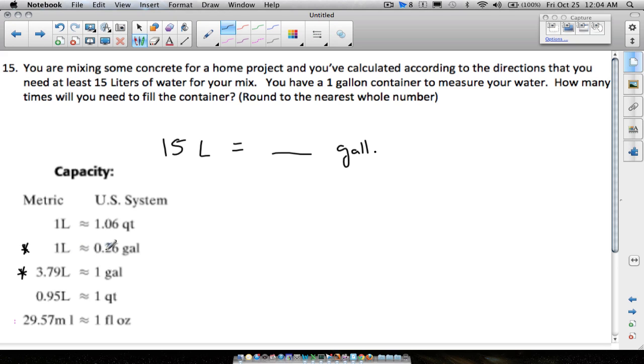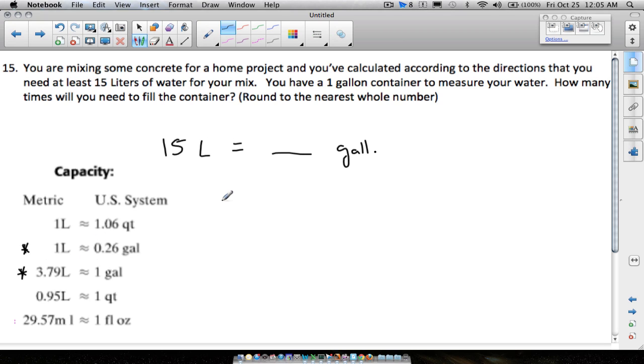I'm going to use the first one. Let's see. We'll use both of them since we're getting close to the end of the video. But if we get two different answers, I'll pause the video, I'll pull in some Google stuff, and we'll see what happens. But we're trying to convert from liters to gallons because we have a 1 gallon container. We got to know how many times we fill this 1 gallon container to get 15 liters.